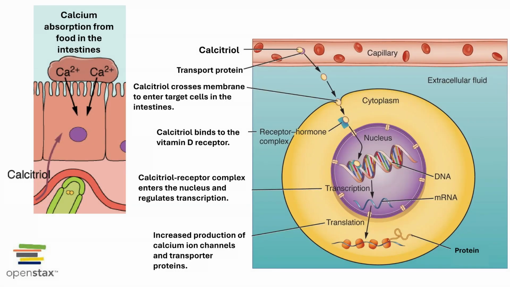Unlike calcitonin and PTH, calcitriol is a steroid hormone. Because it is lipid-soluble, calcitriol diffuses through the plasma membrane and binds to intracellular receptors. In the intestines, the vitamin D receptor stimulates the transcription of genes involved in calcium absorption. This includes genes for calcium ion channels and calcium transport proteins. As a result, calcium absorption from food increases. Together, these mechanisms increase blood calcium levels and restore calcium homeostasis.